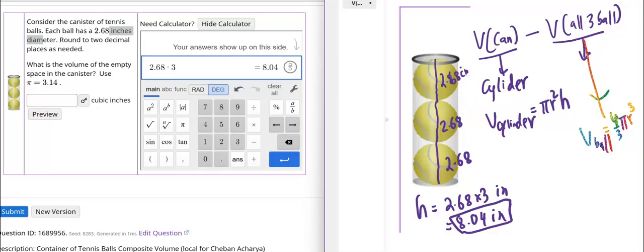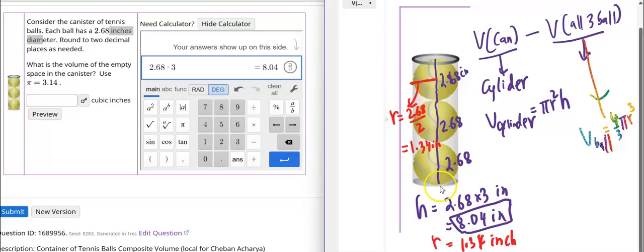But the radius of the can is going to be the same as the radius of the ball. Let's see how much that is. The radius of the ball is r equals 2.68 divided by 2, because radius is diameter divided by 2, which gives you 1.34 inches. So here r equals 1.34 inches. So the radius of the ball is the same as the radius of the canister.